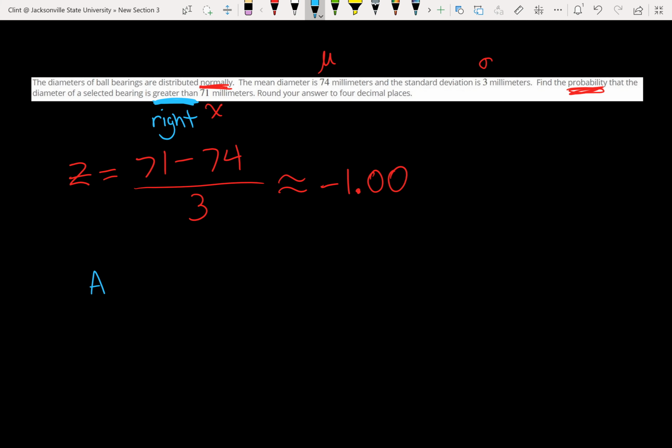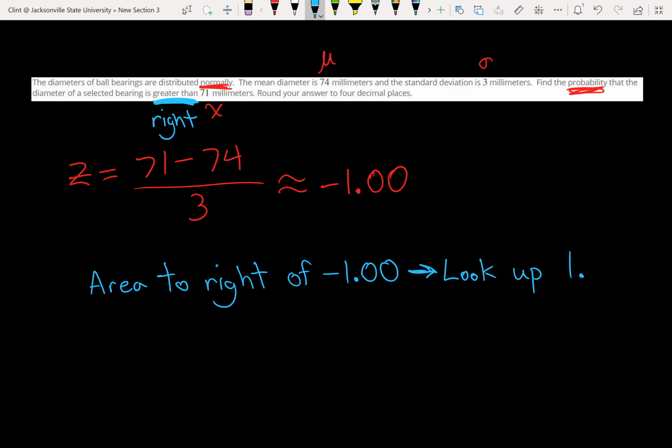Okay. So if we want the area to the right of negative 1.00, how do we find that? One way we can do it is we can look up the opposite. So we can look up positive 1.00. If we want the area to the right, then we look up the opposite of whatever z we have.